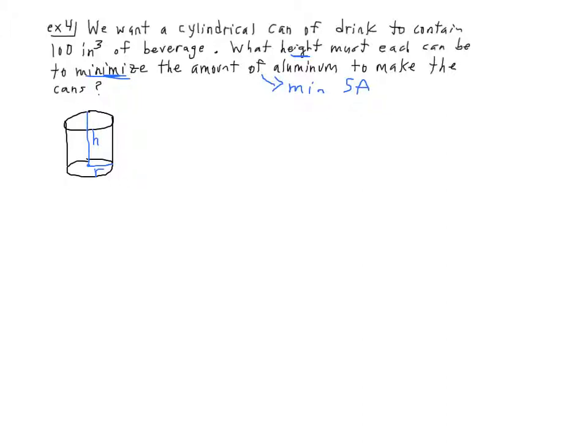Now, all we know is the volume, right? Anytime you see cubic inches or cubic, whatever the unit is, we're referring to volume. So we know that the volume of a cylinder is pi r squared h. Think of it as the area of a circle, the bottom area of a circle is pi r squared, times the height of that can. So that's the volume. So we know that 100 is equal to pi r squared h. All right, so let's leave that equation for now.